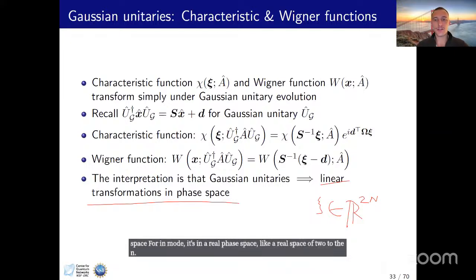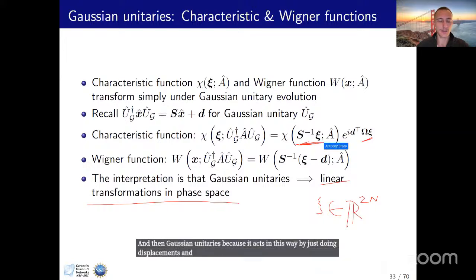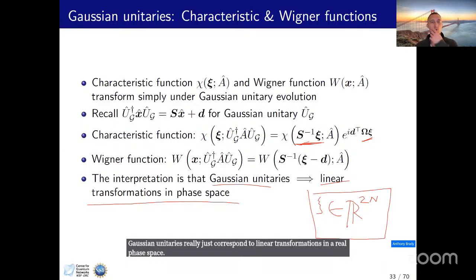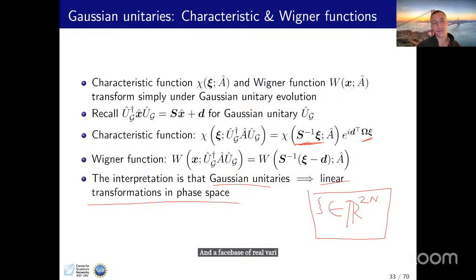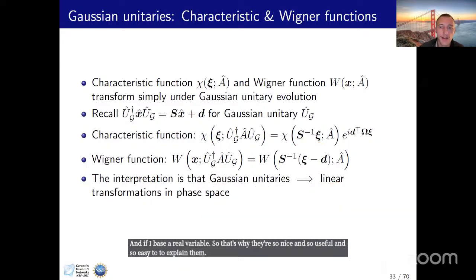And then Gaussian unitaries, because they act in this way by just doing displacements and linear transformations and matrix multiplication, really just correspond to linear transformations in a phase space of real variables. So that's why they're so nice and so useful and so easy to explain. Okay, next slide, Howie.